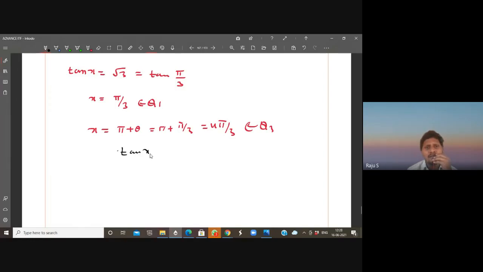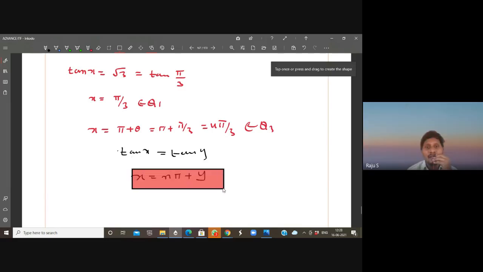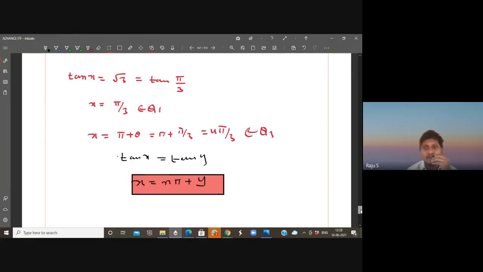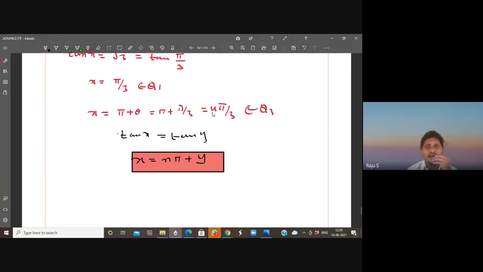When tan x is equal to tan y, just now I have written x is equal to n pi plus y. Exactly. What is the y value we need to substitute? Here we take the least positive value. x is equal to n pi plus pi by 3. Even if you substitute 4 pi by 3 it is also correct, but for the y value it is better to write the least value.